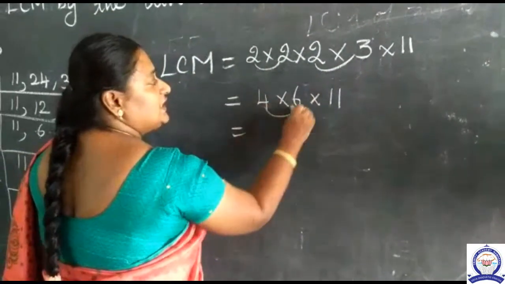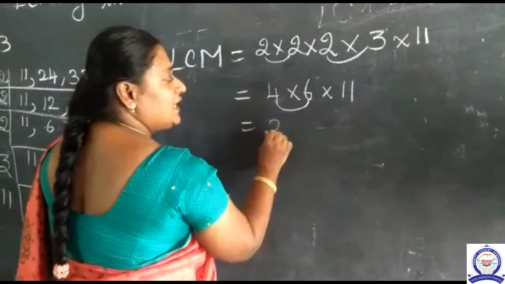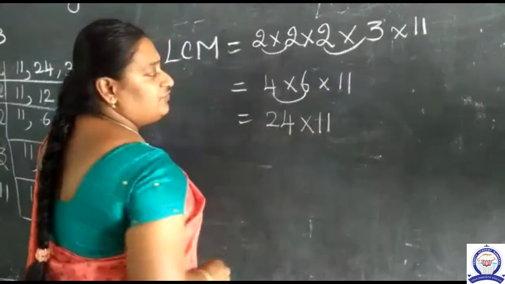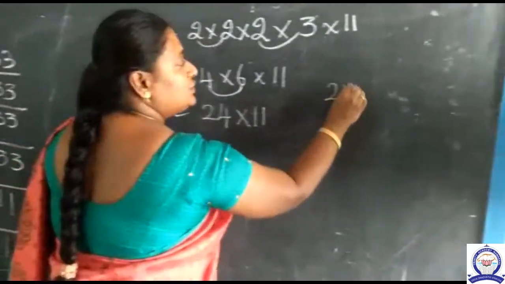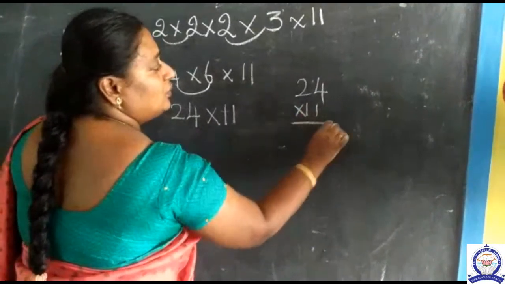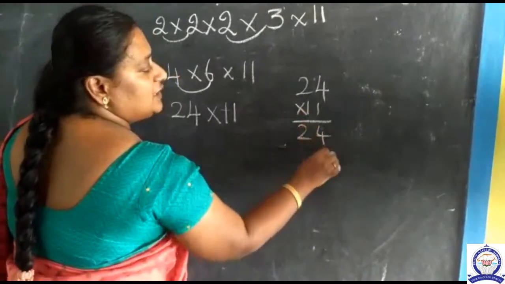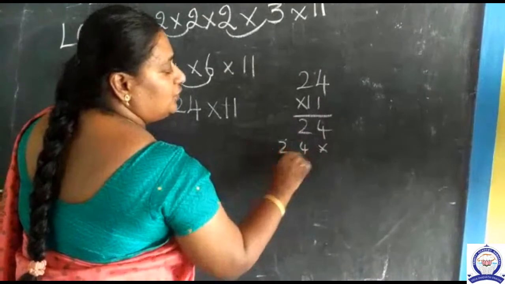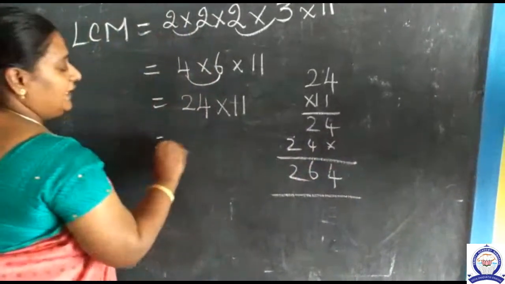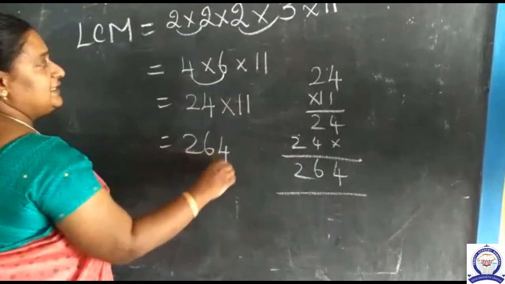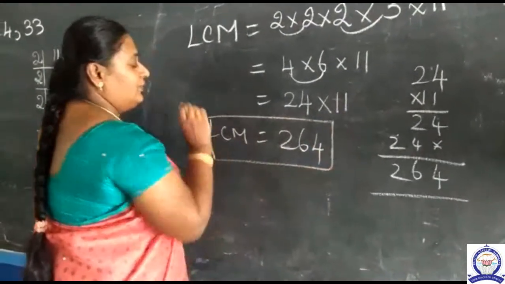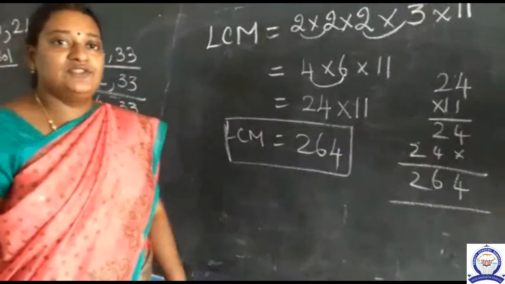Next, 6 4s are 24 into 11. 24 into 11, you multiply here. 4 1s are 4, 2 1s are 2. Again, 4 you add, 4 plus 2 is 6, then 2. 264 is the LCM. So LCM is equal to 264. Okay children. Thank you.